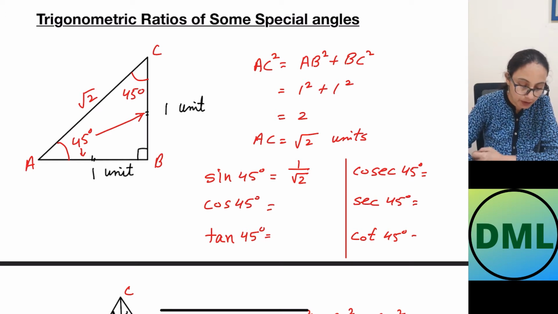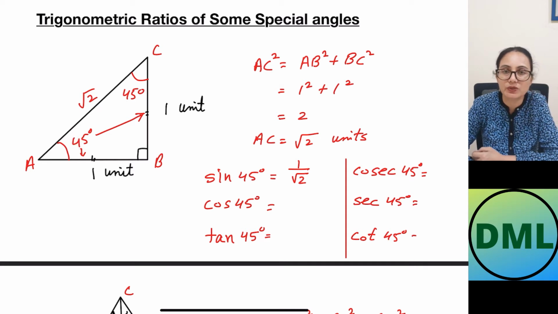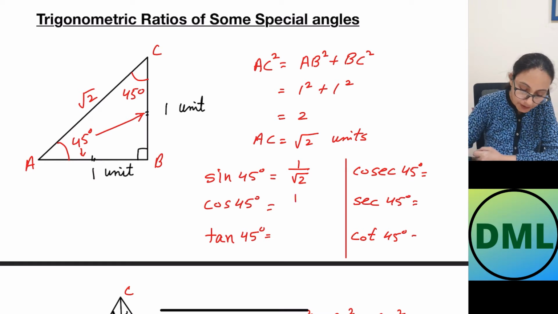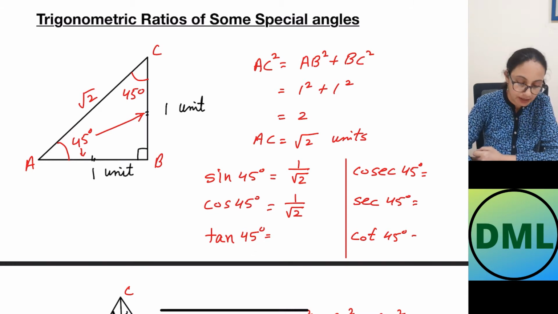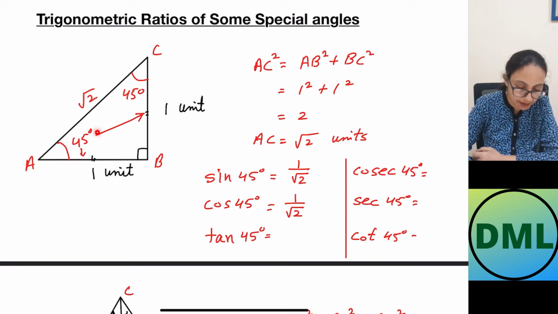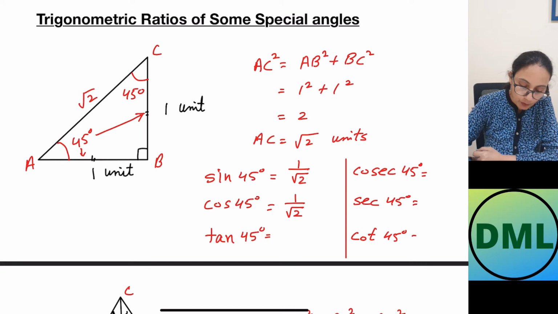Now I will look for cos 45 degree. For this angle, cos 45 degree is base over hypotenuse. What is this base? The base is this one and hypotenuse is this one. So that is 1 over root 2. That means cos 45 degree is 1 over root 2. Now I will look for tan 45 degree. So tan 45 degree is opposite over base. For this 45 degree, this is my opposite which is 1 and the base is also 1. So tan 45 degree is 1 over 1 which is equal to 1.